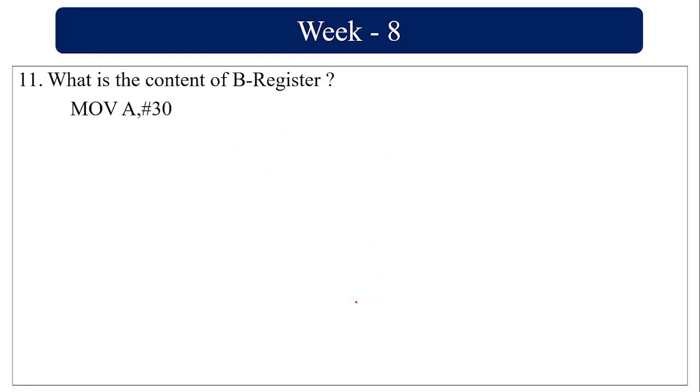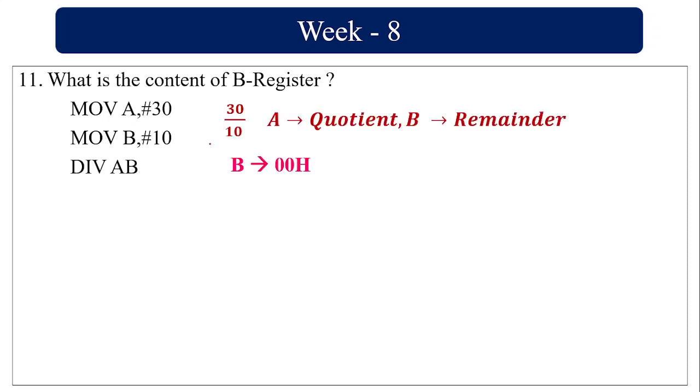What is the content of your B register? So here A is moved with 30, B is moved with 10. So divide A by B. So here what we have is 30 divided by 10. Here the 30 and 10 are decimal values.